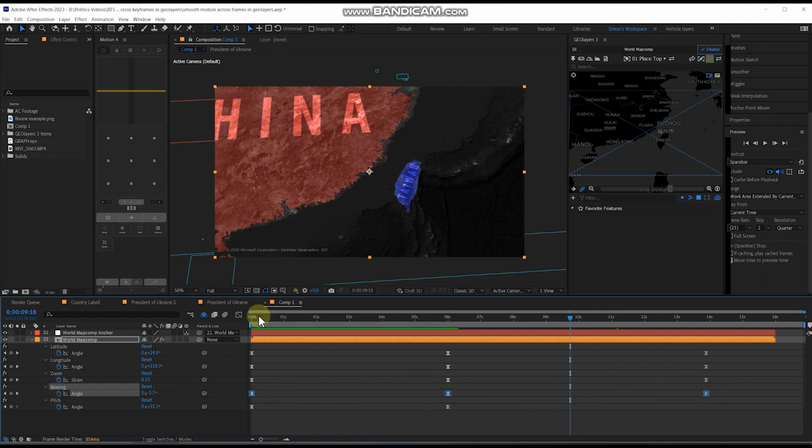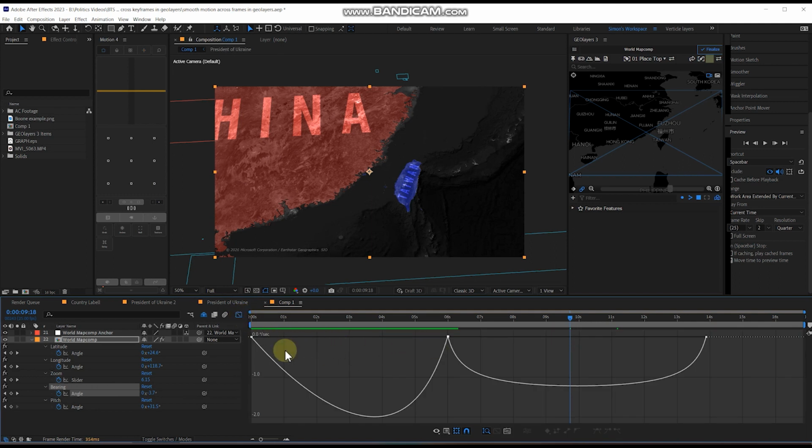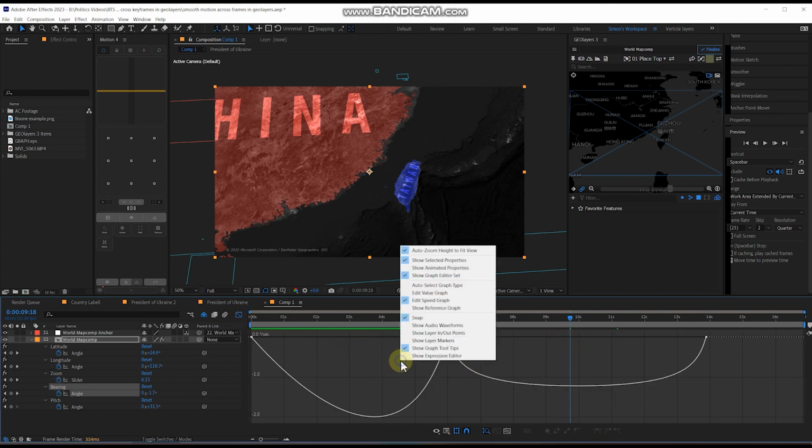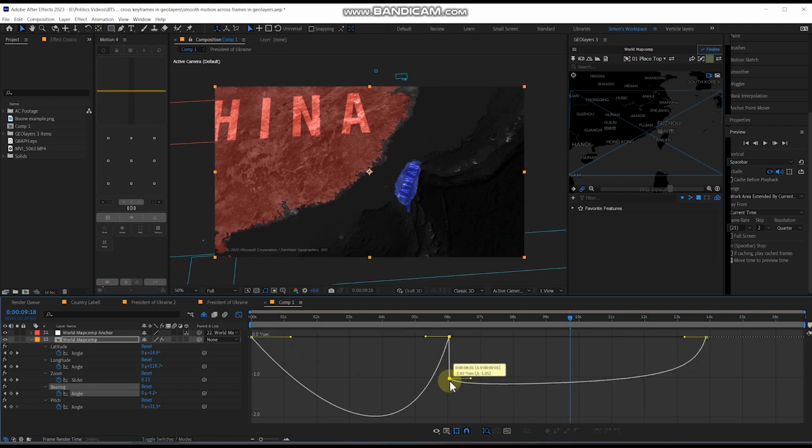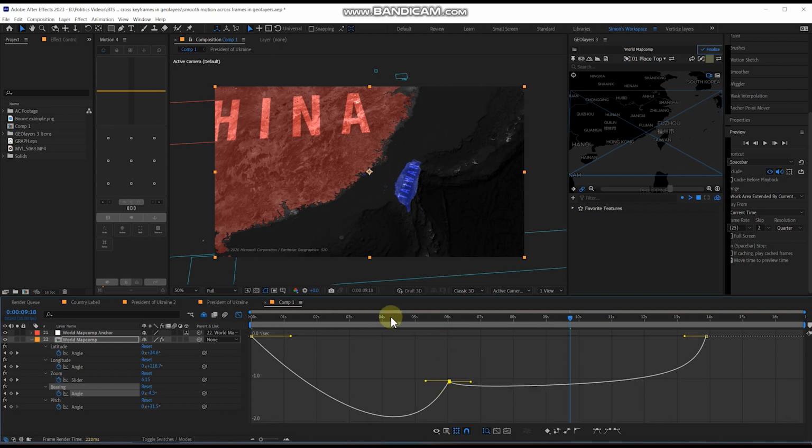bearing keyframes, you go in and you see this, what this is the speed graph. You need to make sure you've got the speed graph selected, not the value graph. And you see that you've got this kind of bump here. So what you want to do is grab both nodes and shift them up like that so they match.